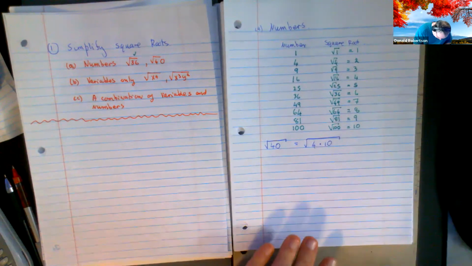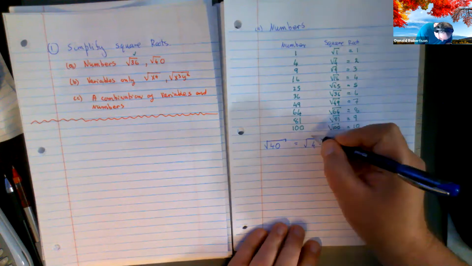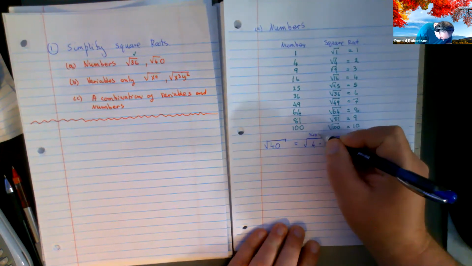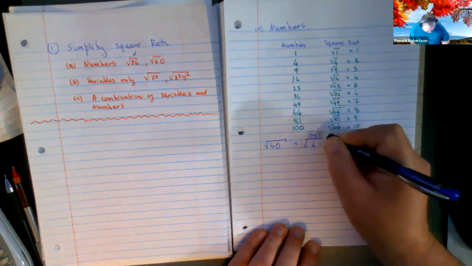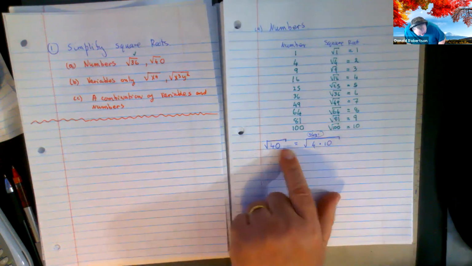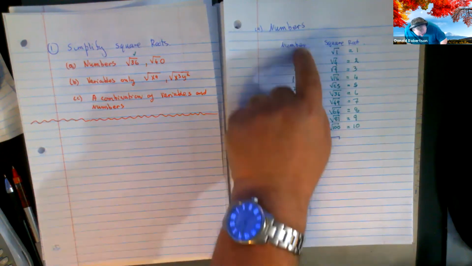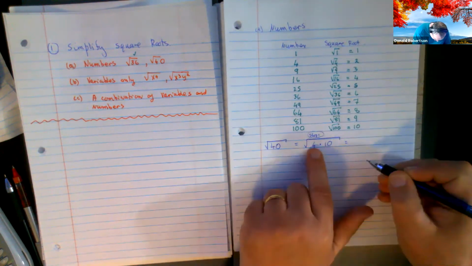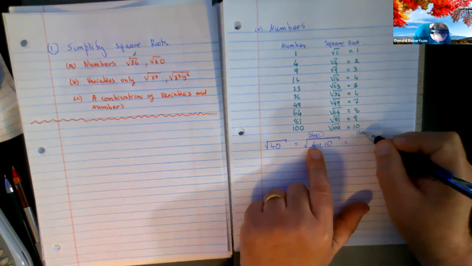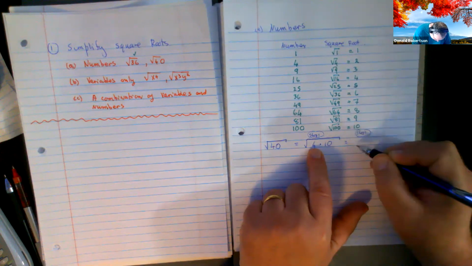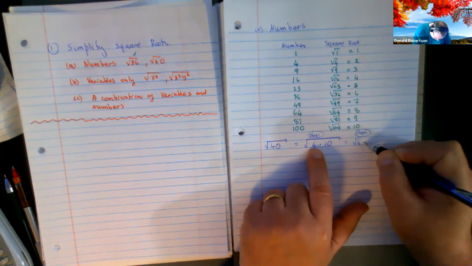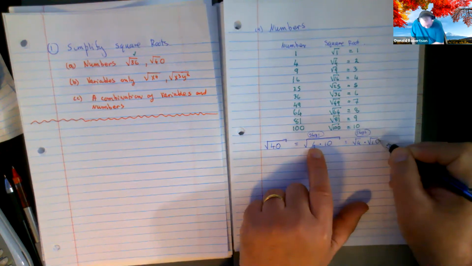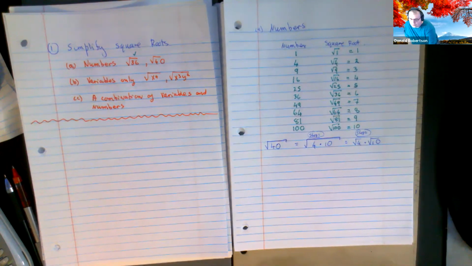Now, what you can then do, because that's like step 1. Take your original number and write it down as two numbers. One of them has to come from this list. Step 2 now. Separate out the square roots into two distinct square roots. So instead of a single square root of 4 times 10, I now have the square root of 4 times the square root of 10.